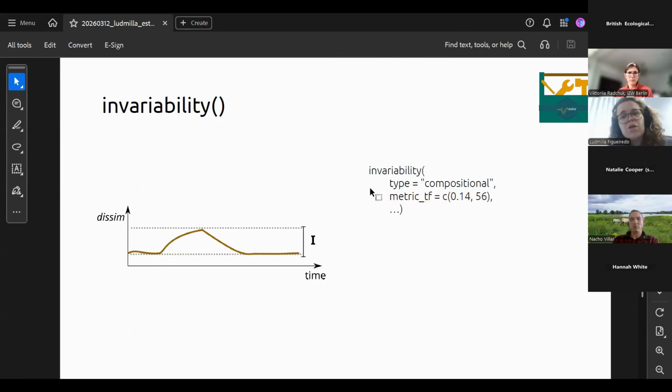When you're measuring compositional stability as a measure of compositional dissimilarity, you just give the type name, you define the time frame, and you give the data. It's much more straightforward, as I said. And you're going to evaluate how much it changed over time, as we established.